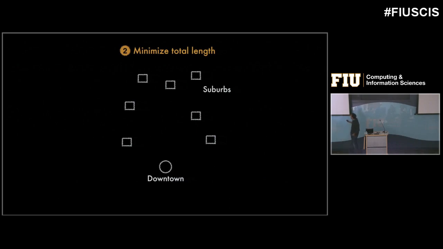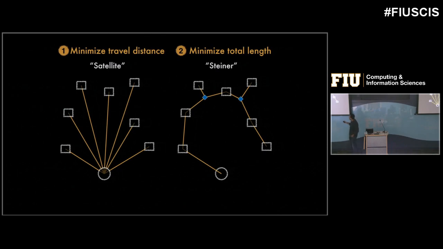Then you can ask, what is the optimal thing to minimize total length? The answer there is also a well-known network. It's called the spanning tree, or even better, the Steiner tree, which allows you to introduce these non-input points or branch points to connect things up. But the idea now is that I've connected everything up with the minimal possible length. So here are my 2 objectives. Travel distance, let's call this the satellite tree. And here's the one that minimizes total length, called the Steiner tree.